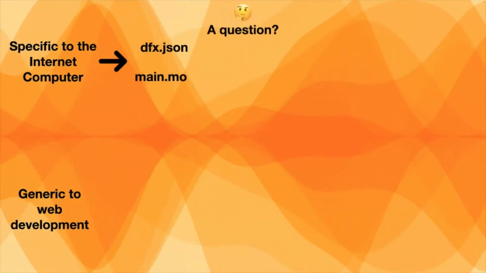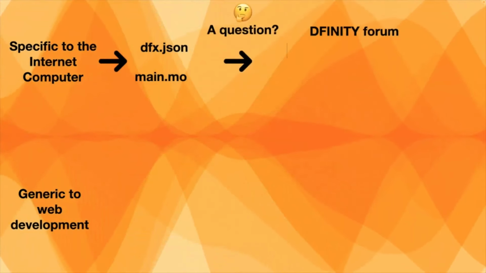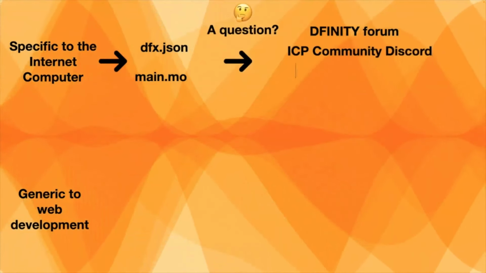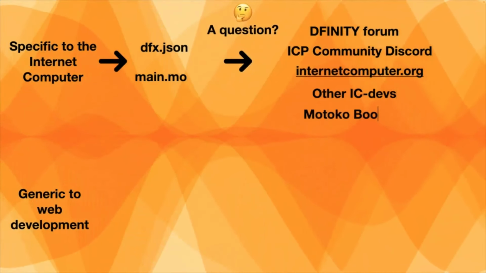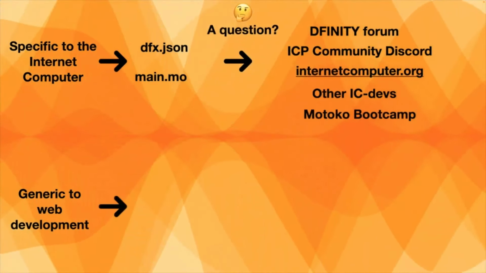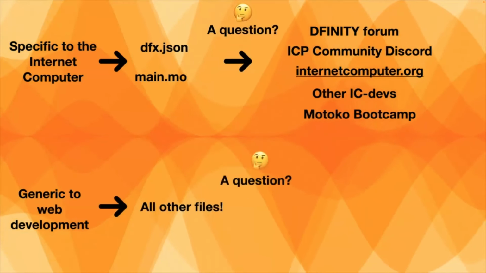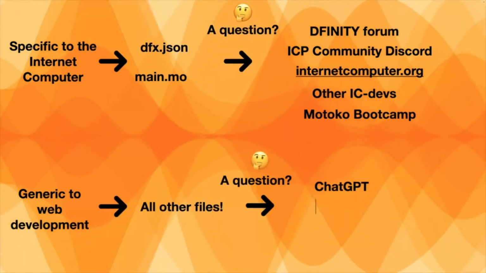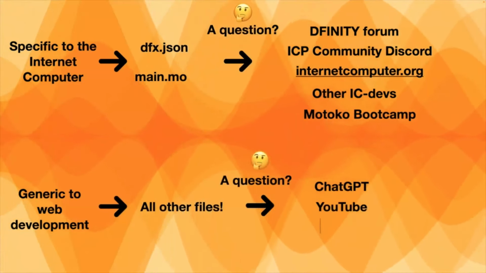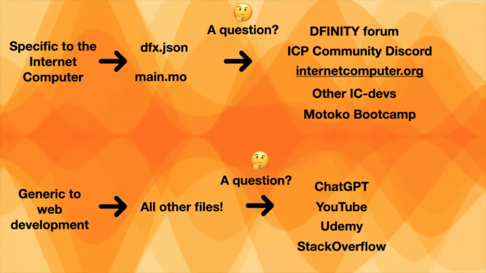If you have a question or you want to know more about those files, you can find information on the Dfinity forum, on the ICP community Discord, on internetcomputer.org, or you can just ask other devs or at the Motoko Bootcamp. If you have questions related to other files, you will usually find the answer either asking ChatGPT. You can also find videos on YouTube. You can buy courses on Udemy, or you can just ask on Stack Overflow.